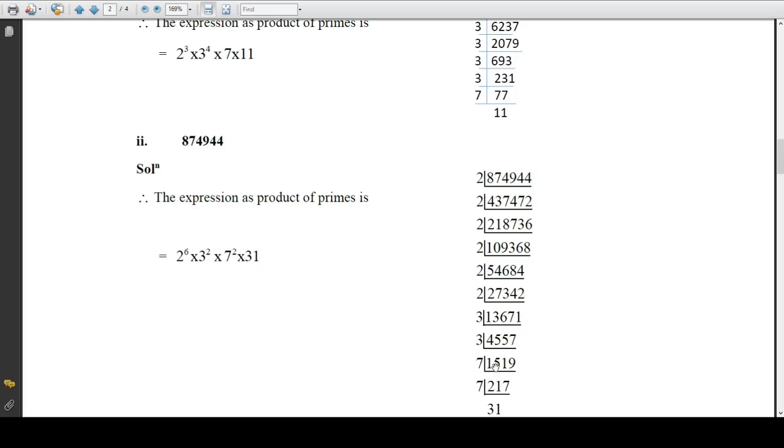Now you have 1519. If you try to divide by 3, you will not be able to divide this number, therefore you go by the next prime, which is 5. 5 also cannot divide this, as the unit digit is 9, so you go by the next prime, which is 7.